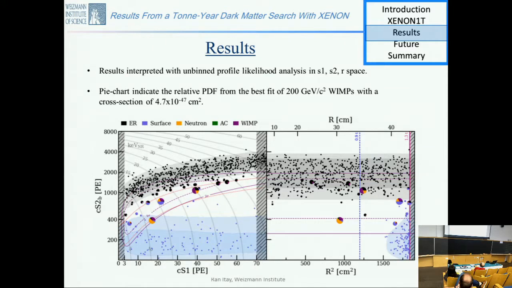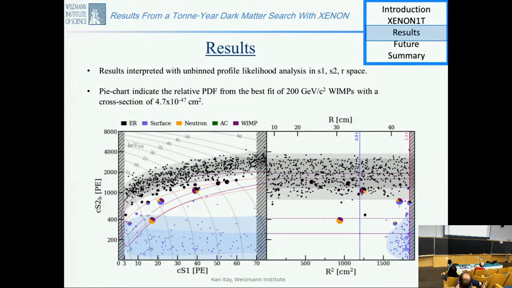So let's look at an example, this event here, this pie chart. Okay, so this occurs exactly at the median of the NR band, right? So you would think that this is a WIMP event. However, if we look at the spatial location where it happened, we see that it happens really near the walls. So this has a higher likelihood to be a surface event, as you can see. 50% of the events occurring here will be surface events, not a WIMP event.